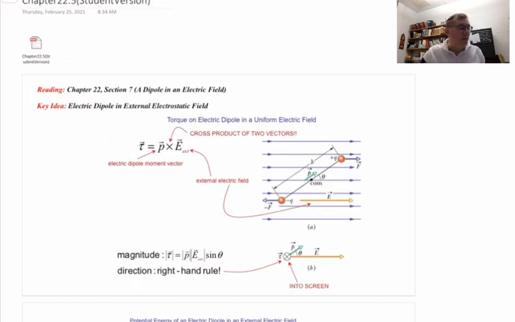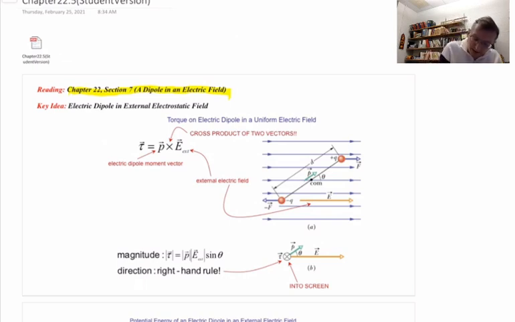Hello again. This is video lecture 22.5, and we have one more section in chapter 22 to talk about. And this is section 7 in chapter 22, where we're going to look at what happens to an electric dipole in an external electric field.